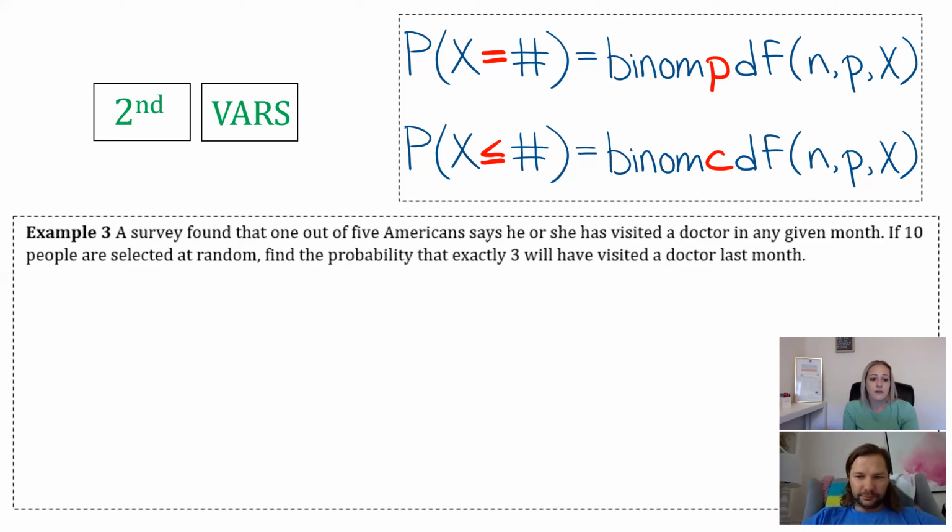It says a survey found that 1 out of 5 Americans says he or she has visited a doctor in any given month. If 10 people are selected at random, find the probability that exactly 3 will have visited a doctor last month.